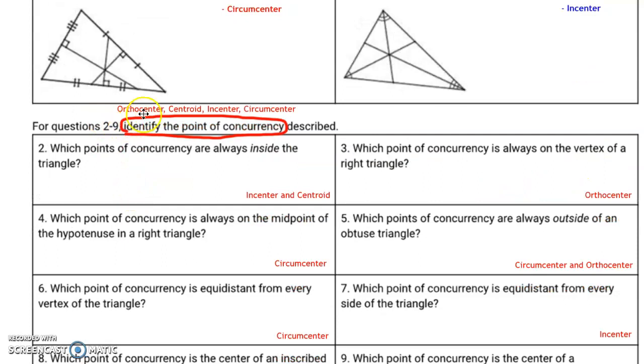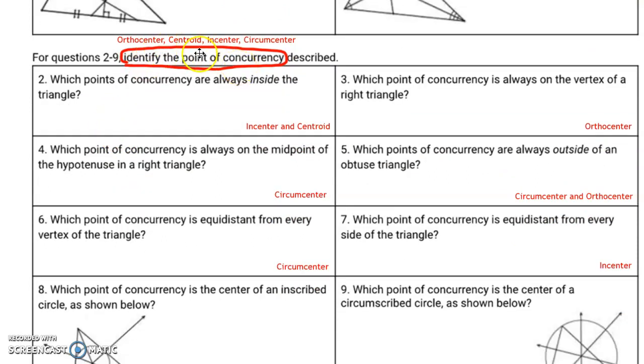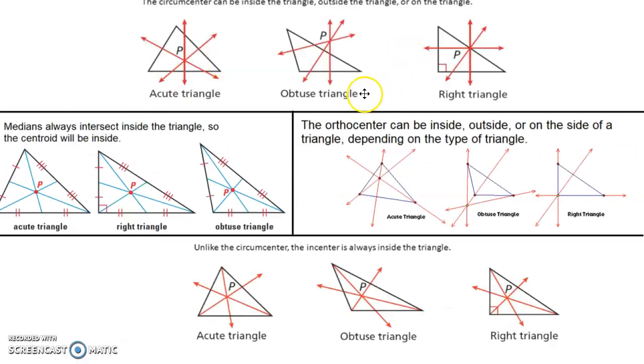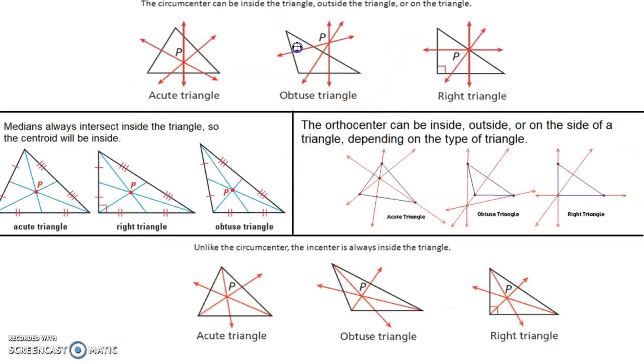For questions 2 through 9, we're supposed to identify the point of concurrency. That's either orthocenter, centroid, incenter, or circumcenter. And all of these require you to have some knowledge of where the incenter, where the centroid, where the circumcenter, or where the orthocenter would be located. In order to help with that, I put together a couple of pictures that I found on the internet.